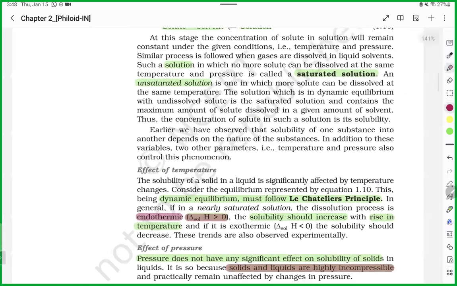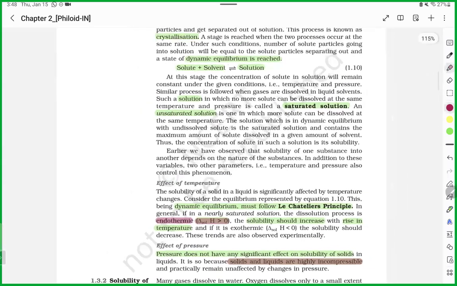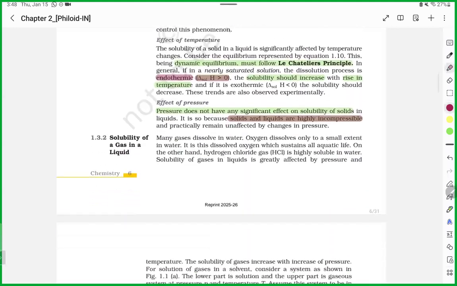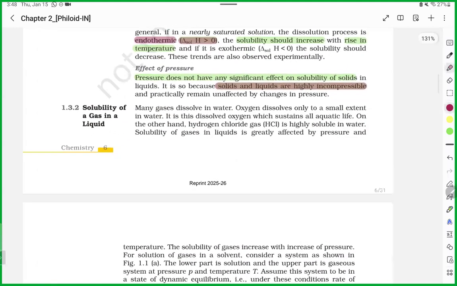Understood, guys? If you want to dissolve sugar into water, what are the factors that affect it? If you increase the temperature, the reaction is endothermic, so what will happen? In an endothermic reaction, if you increase the temperature, solubility will increase. Okay, and no impact of the pressure. Done. That's all.